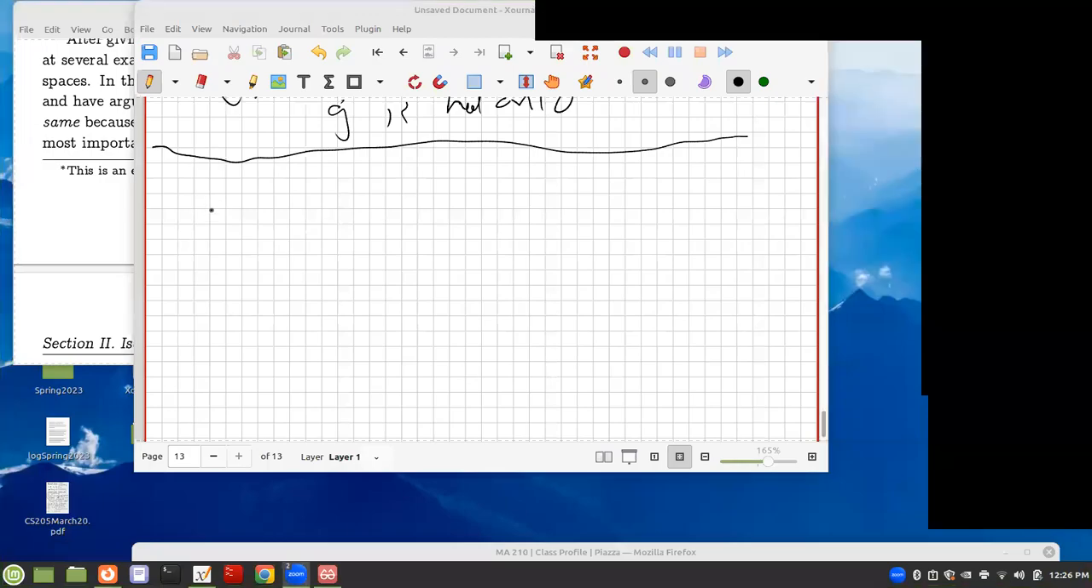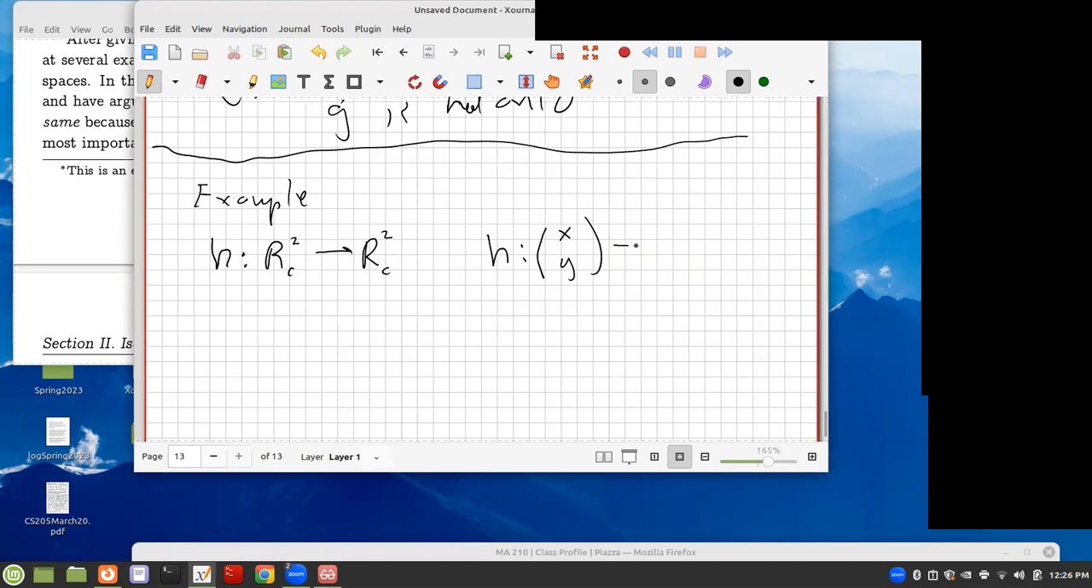Okay, so let's look at an example of the map, say H from R2 to R2. Oh, let's do something really simple.